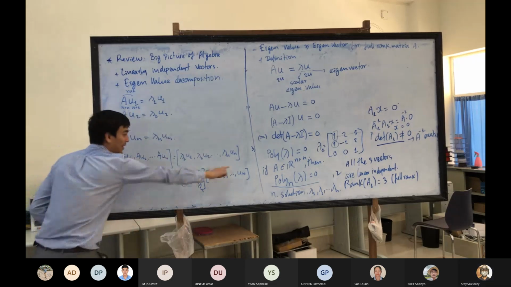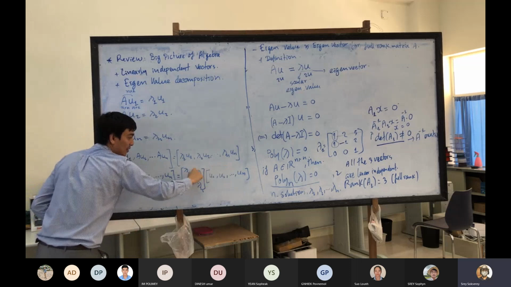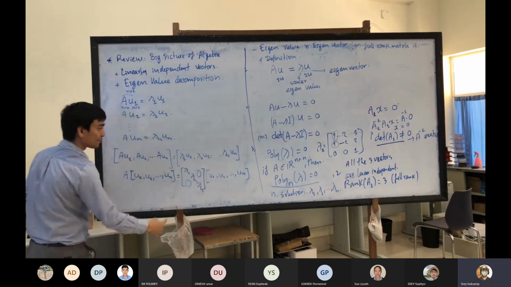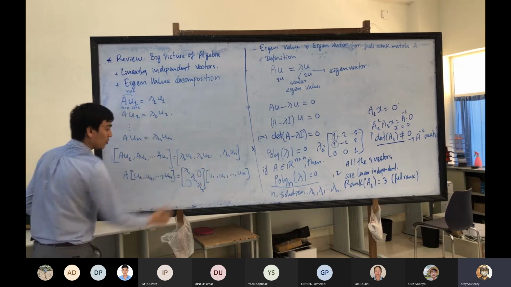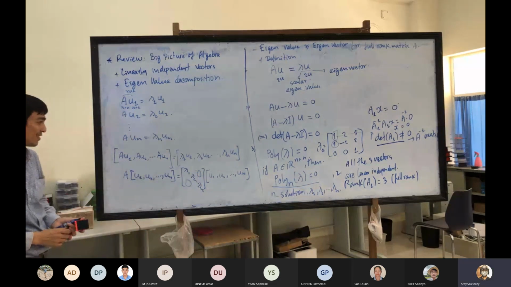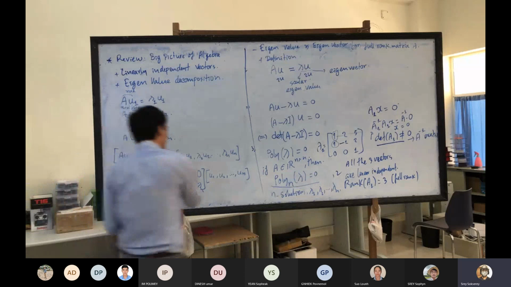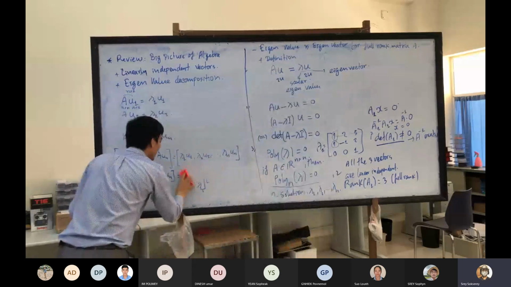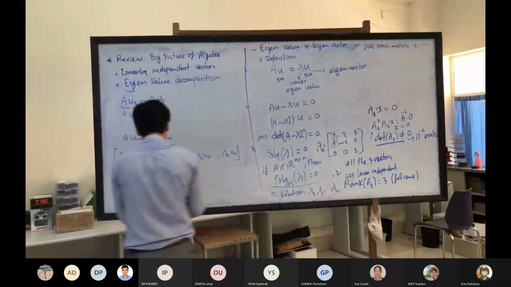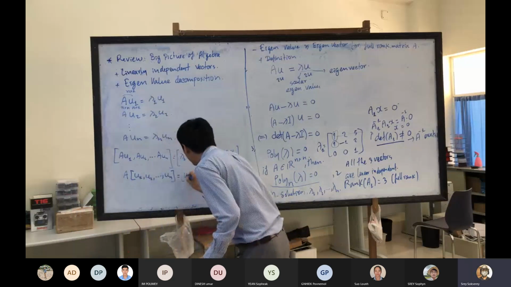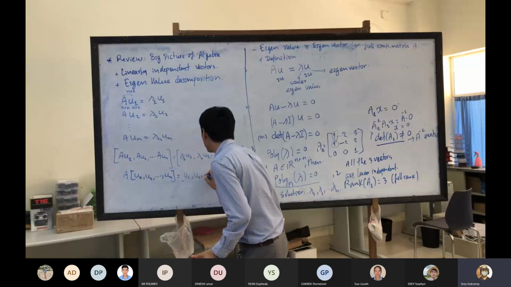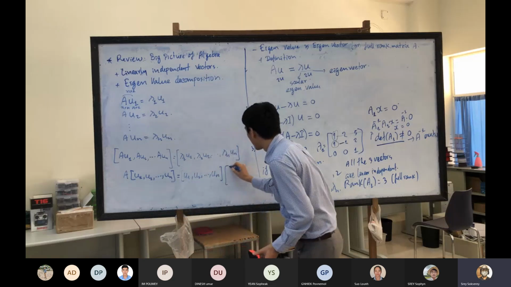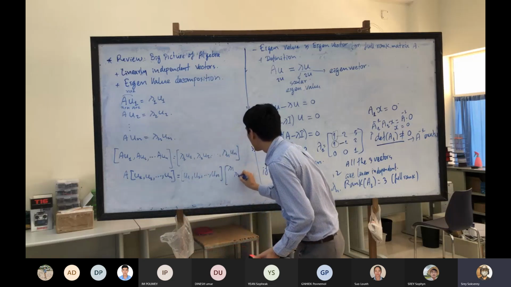So, like this. Lambda 1 multiply. Yeah, like this. Oh, I think this is wrong. I think this should be on this side. So, like this. I got U1, U2, Un, and then lambda 1, lambda 2.